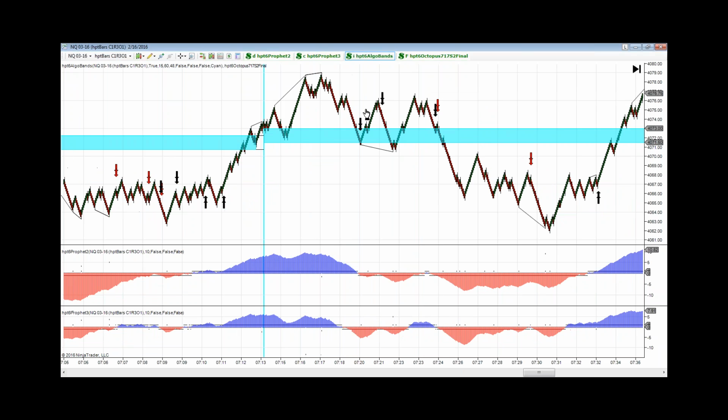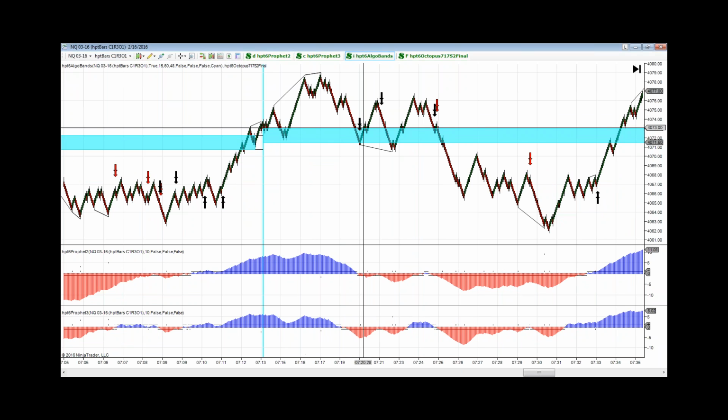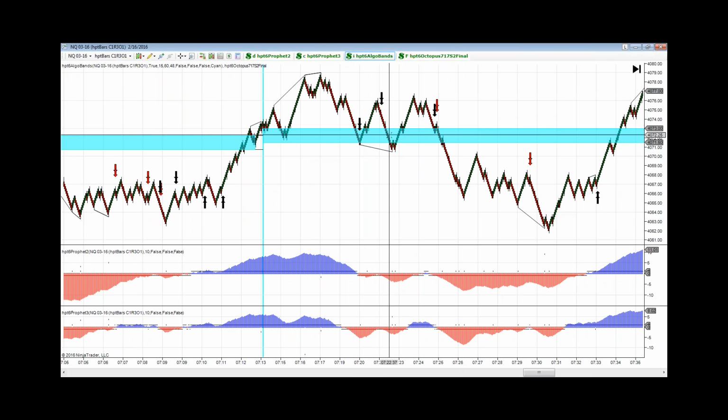Once we got here, we did have a short entry. This one just got caught, just got nipped right here, and it would have gotten stopped out. Okay. Your next short entry would have been here.